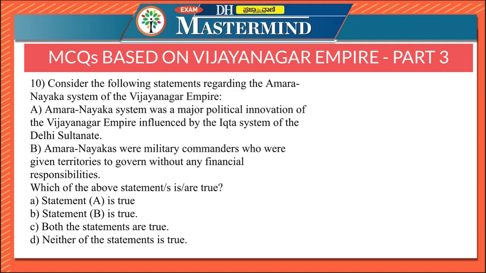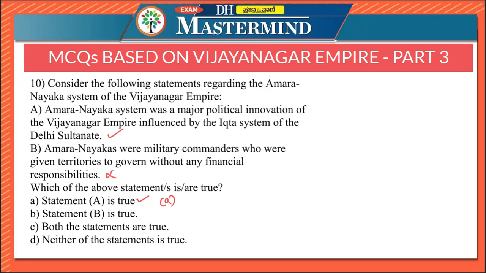Consider the following statements regarding the Amaranayaka system of the Vijayanagar Empire. Statement A says Amaranayaka system was a major political innovation of the Vijayanagar Empire influenced by the Ikta system of Delhi Sultanate. Statement B says Amaranayakas were military commanders who were given territories to govern without any financial responsibilities. Here, the correct option is statement A is true, that is option A. Only statement A is true while statement B is false. Amaranayakas were given financial responsibilities.